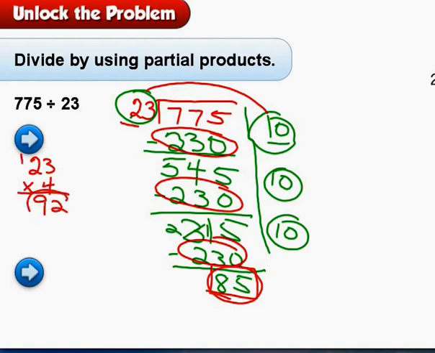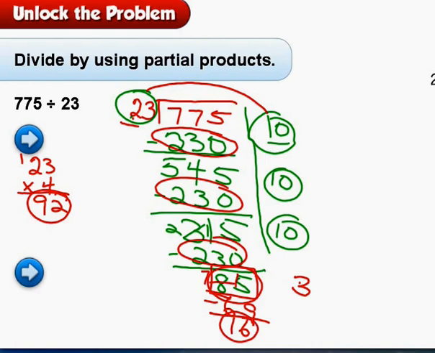And as you can see, that gives me a product that is over 85. So I'm going to use a 3 here, because I know 4 is going to be too much. 3 times 3 is 9. 3 times 2 is 6. 23 times 3 is 69. I subtract, and I get a remainder of 16.